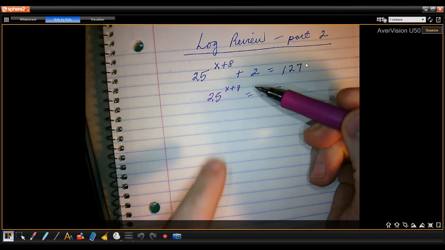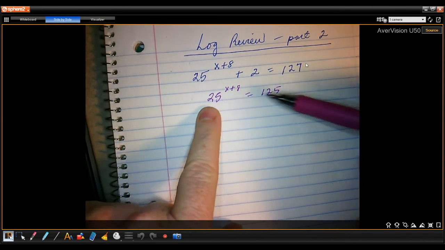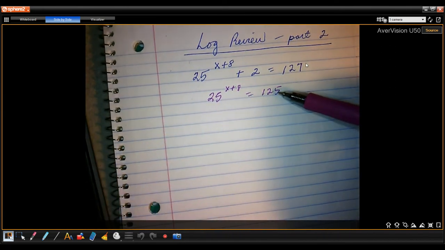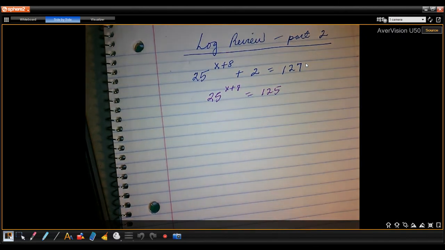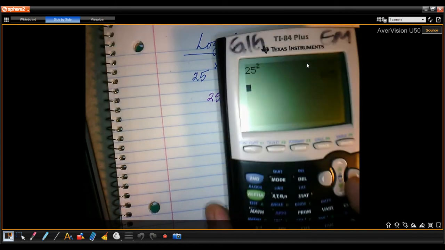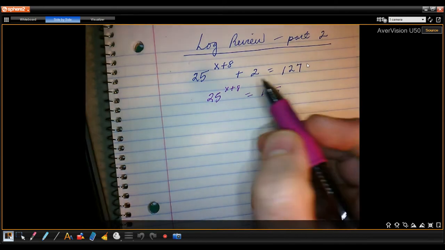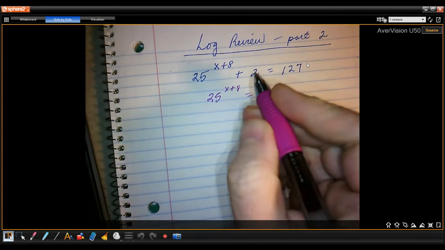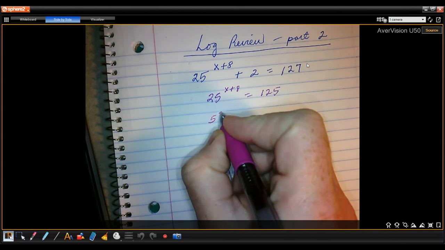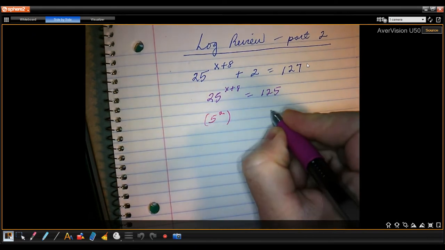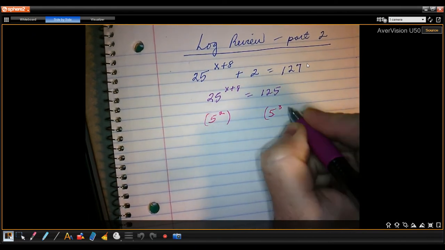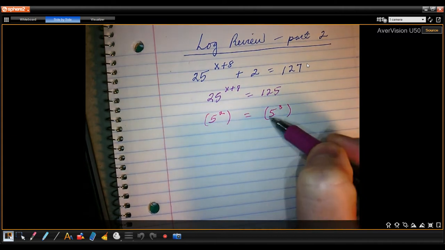So what you can think of is, okay, so 25 raised to what power is 125? Let's see. What is 25 squared? 625. So 25 squared is 625, so that's not going to work. It's too big. So instead, you think of, do they have a base in common? Well, sure. 5 squared is 25, and 5 cubed is 125. So now they have the same base.